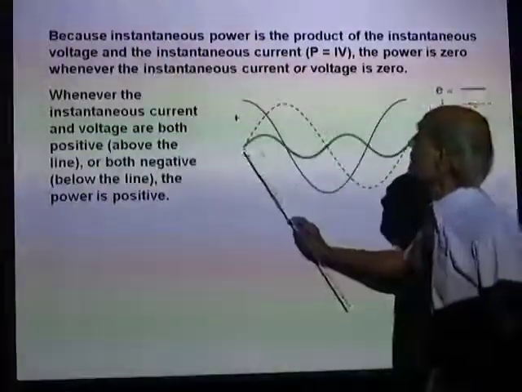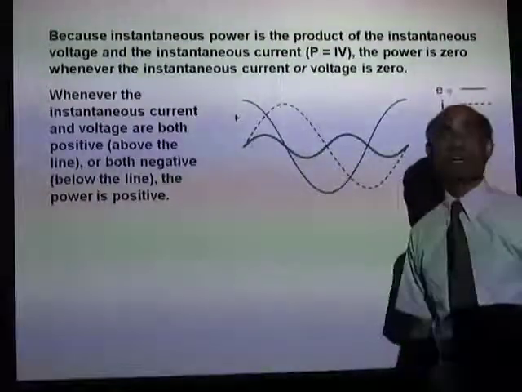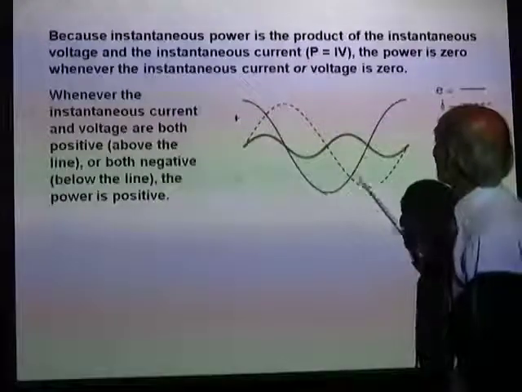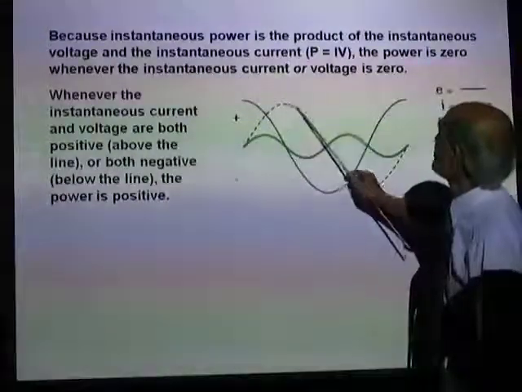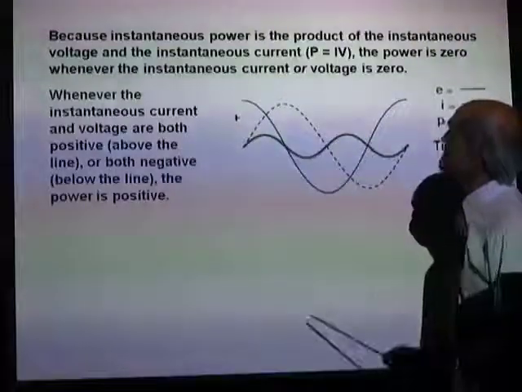Now there you have the graph for the power. The green curve represents the power. The blue represents the voltage. The brown represents the current, and the green represents the power.